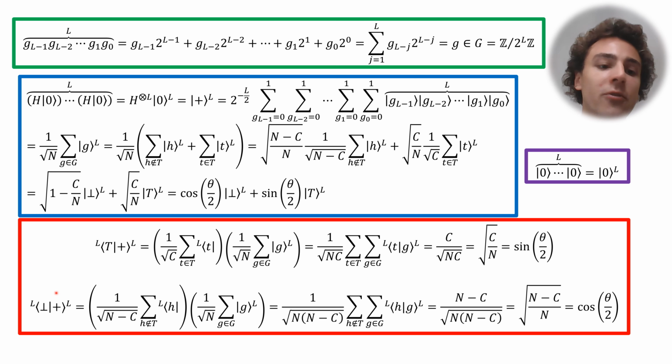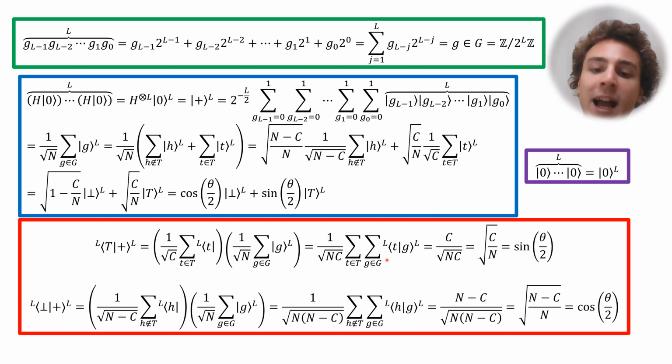Now let's do the same thing, but for the orthogonal superposition, which is denoted by this perpendicular sign. So now we have a bra version of the orthogonal superposition. We can again combine these two normalization coefficients into a single normalization coefficient. So we have 1 over the square root of n times n minus c. And then we have these two sums. Here we're summing over all of these h's, which are non-targets, and we're also summing over all of the g's. And then we have this inner product. We have a bra version of this little h, and then we have a ket version of this little g. So this is only going to be 1 when h and g match, and it's going to be 0 otherwise.